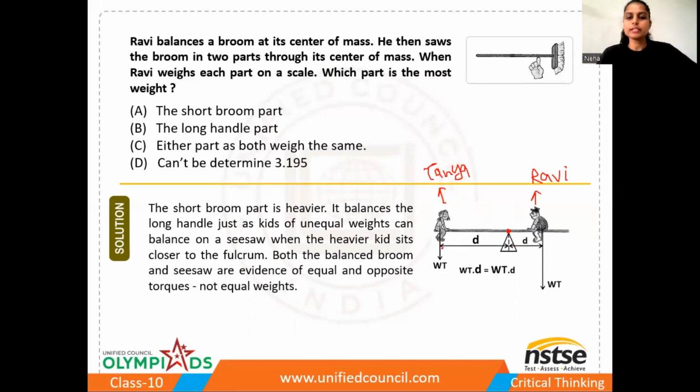Let's suppose his mass is W and her mass is W. So W into D, that is the weight into the distance, and this is again weight into the distance. So I can say that the short broom part is heavier, right? The short broom part should be heavier. It balances the long handle just as kids of unequal weight can be balanced on a seesaw when the heavier kid sits closer to the fulcrum. Both the balanced broom and seesaw are evidence of equal and opposite torque, not equal weight.